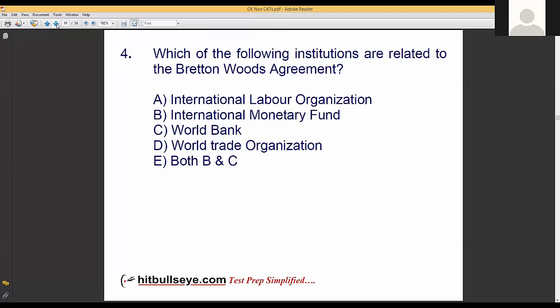Moving on. Next, which of the following institutions are related to the Bretton Woods Agreement? Bretton Woods Agreement. So the answer is both B and C, IMF and World Bank. Of course, they were conceptualized in the Bretton Woods Conference.